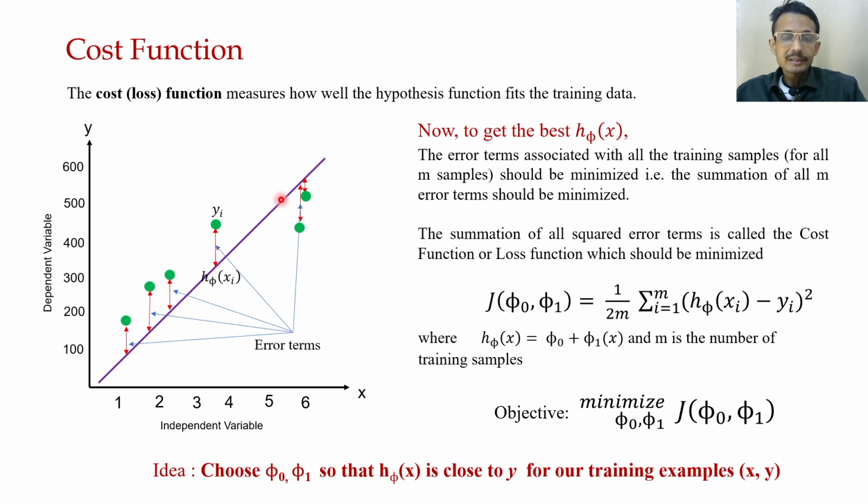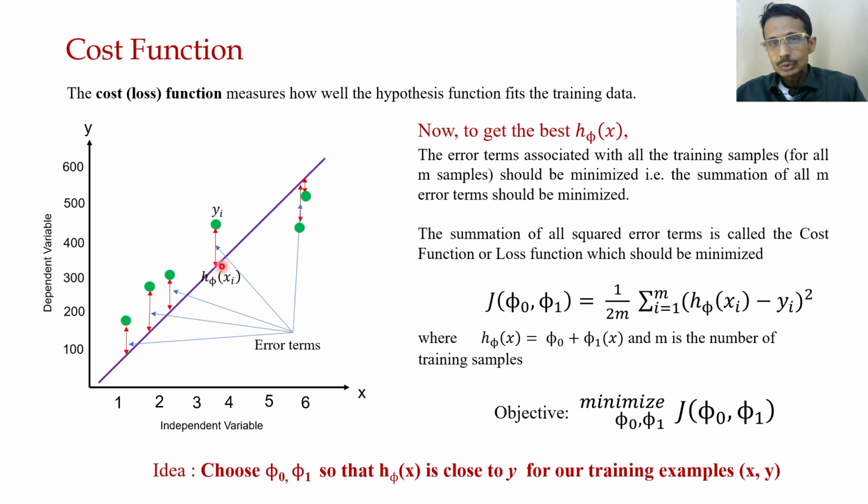Now, first to understand what this is. We can see that these are the given data points, and when we hypothesize a line, corresponding to the data point, our predicted point is this. So there is some error. For every data point, there is some error. So what we require is to minimize all these errors.